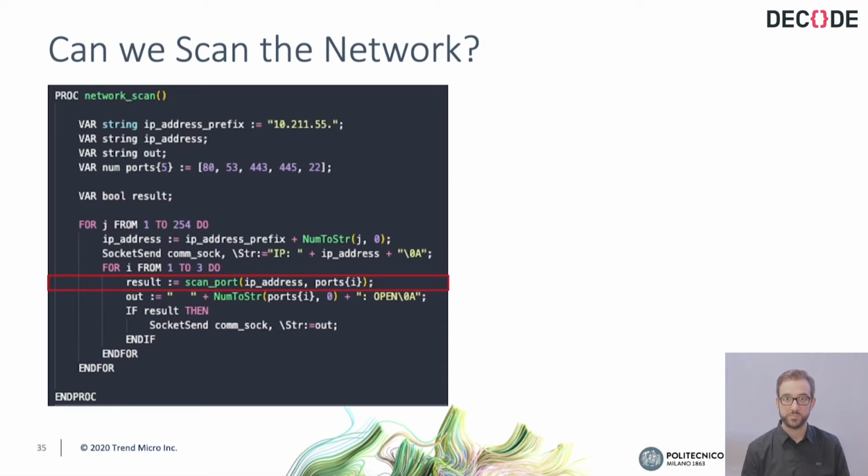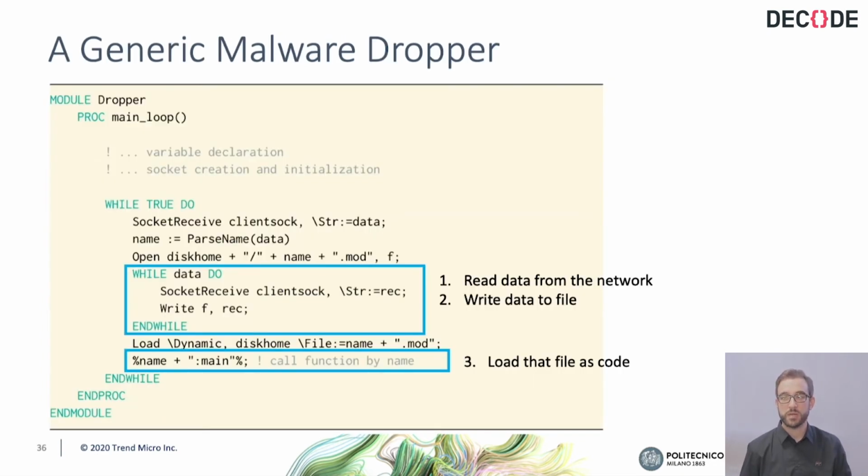We have implemented a simple proof of concept here. We scan a number of IPs on certain ports, for example, because we know that behind those ports there is a network daemon that is vulnerable, right? Here is a generic malware dropper if you're interested. It's essentially a network loop that consumes data from a socket and then writes that data onto a file and puts that file in execution.